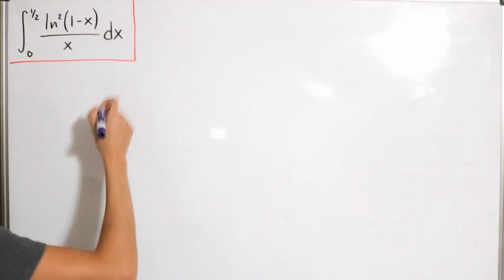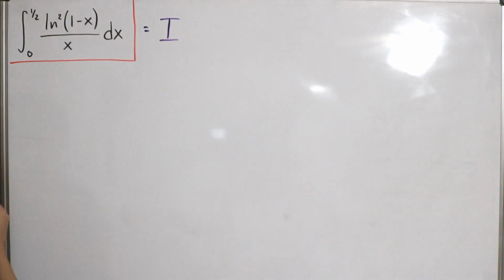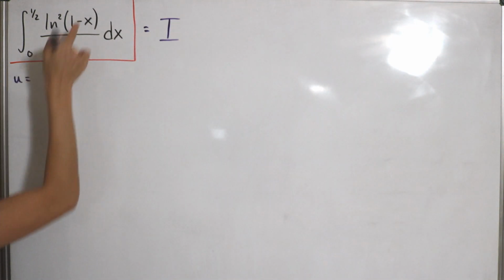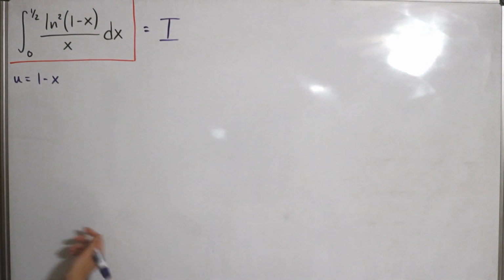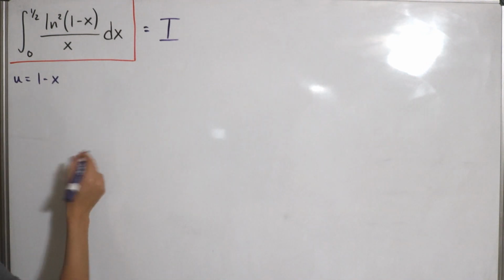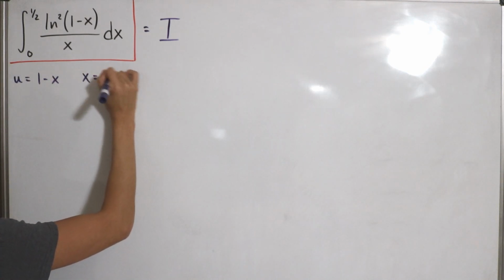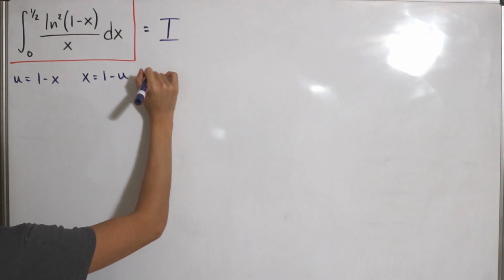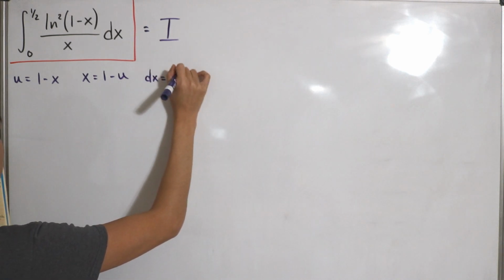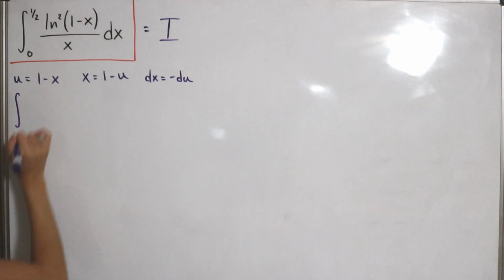I'll let this be called capital I. As mentioned, our u-substitution will start off with letting u equal 1 minus x. Since I have an x on the bottom, I'll have to solve for x by itself to convert this into terms of u. So that means x is equal to 1 minus u. If I differentiate both sides, that means dx is equal to negative du. And performing such substitutions, of course we have to calculate our new bounds.